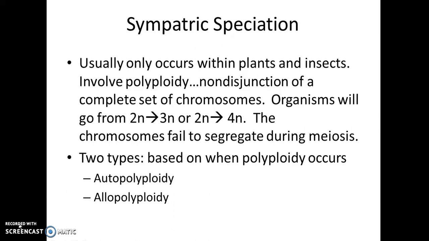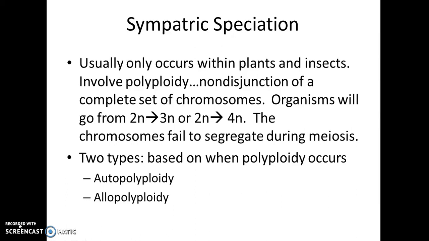Now, sympatric speciation is different than allopatric, in that with sympatric you do not have to have geographical isolation first. So this usually occurs within plants and insect populations and involves polyploidy, which means that a whole set of chromosomes are moved instead of just a single chromosome, which would be aneuploidy. This involves non-disjunction of a complete set of chromosomes.